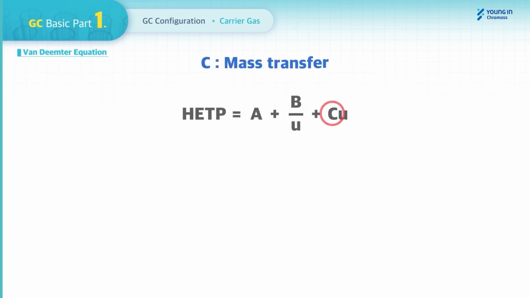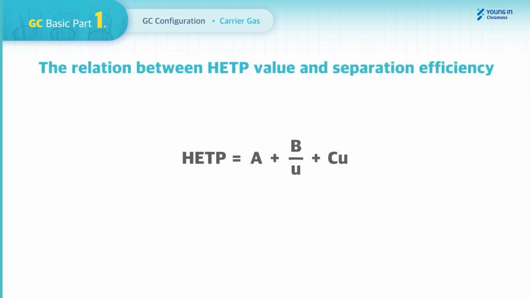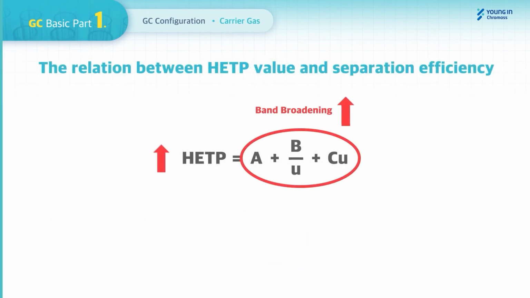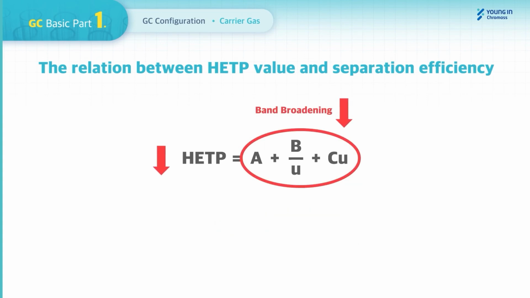Last, term C, mass transfer. Analytes take a certain time to equilibrate between the stationary and mobile phases. This also results in band broadening. When the band is broadening, the plate height is getting higher. As a result, separation efficiency is being decreased. In conclusion, the lower value the HETP has, the greater separation efficiency it results.